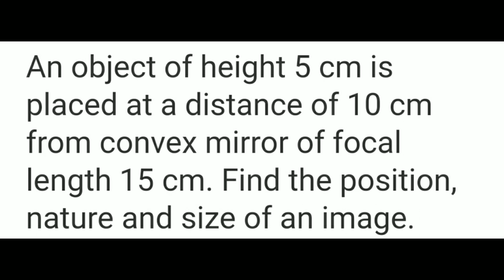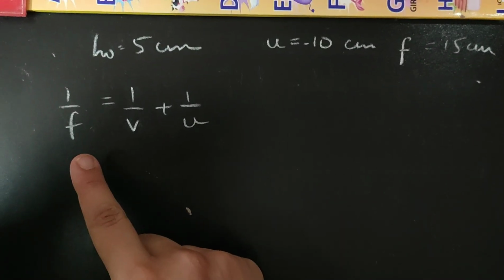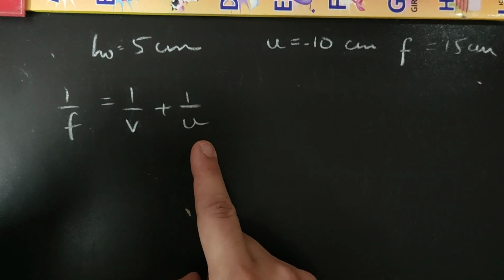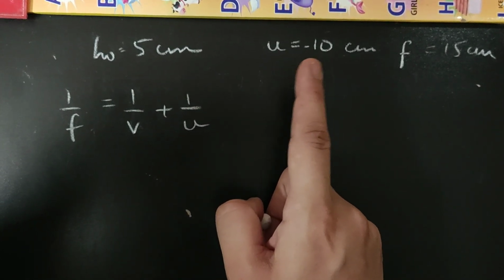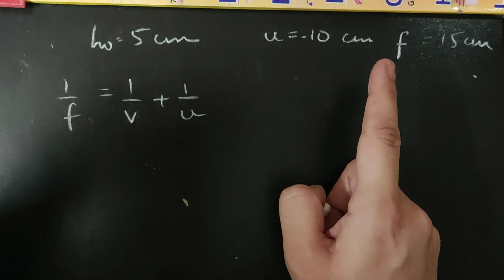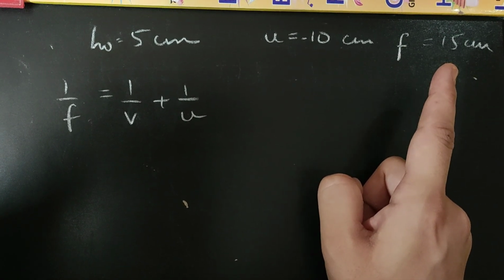An object of height 5 cm is placed at a distance of 10 cm from a convex mirror, focal length 15 cm. You have to find the position, nature and size of the image. So using the mirror formula, 1 by f is 1 by v plus 1 by u. ho is given 5, u is minus 10, u we take always negative, and focal length for convex we always take positive, so positive 15.